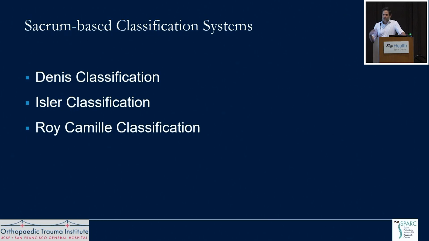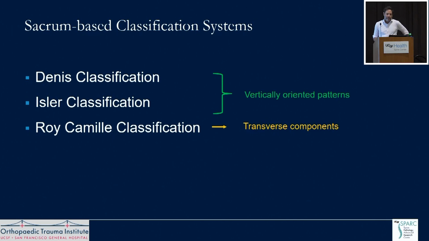We have a number of different ones here that each have a different outcome. You have the Denis classification that focuses on the risk of neurologic injury, the Isler classification, which focuses on the stability at the L5-S1 junction, and the Roy-Camille classification that talks about injuries that have a transverse component. Even though we have all these different classification patterns, we can start grouping these injuries into those that are predominantly vertical in nature, or those that have a transverse component.